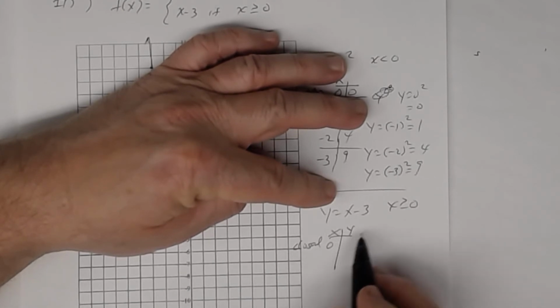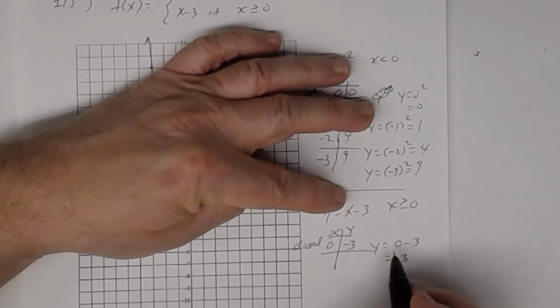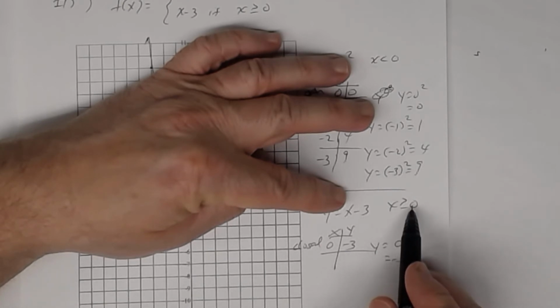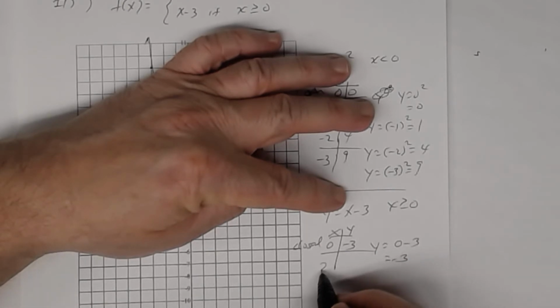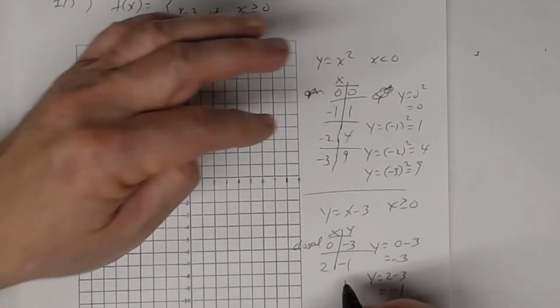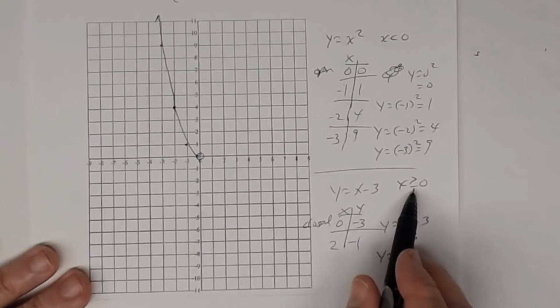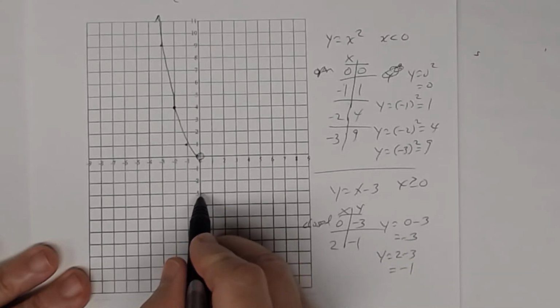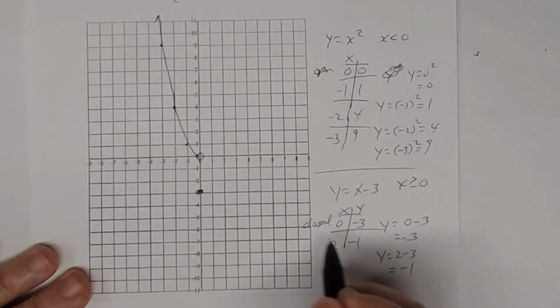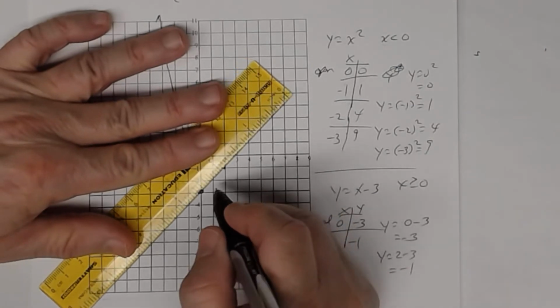So if x is 0, there's an equal sign, closed. If x is 0, I get y equals 0 minus 3, which is negative 3. I need one more. Another value of x greater than or equal to 0, let's say 2. If x is 2, I get y equals 2 minus 3, which is negative 1. All right, so 0, negative 3 is going to be closed because I'm including 0 here. And 2, negative 1 is closed as well because 2 is in this domain. And so you just draw your ray, and this is it.